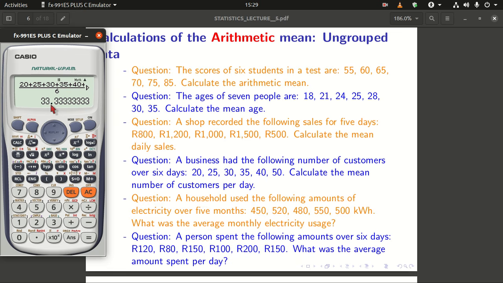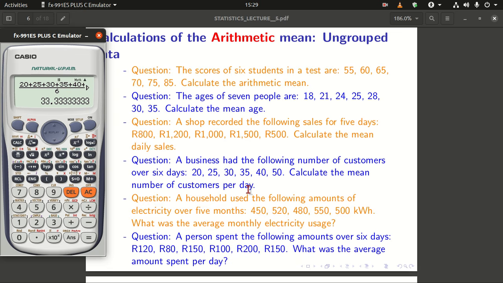But now this average here, the question was: a business had the following number of customers over 6 days, 20 days. Calculate the mean number of customers per day. This is what I usually say. You cannot say I had half a customer. Even if someone is too short, you cannot say he or she is half a person. A person is complete, a customer is complete.